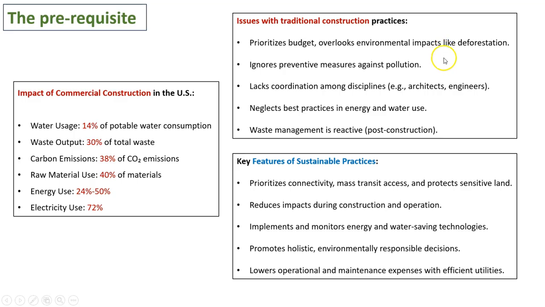And if you see the issues with traditional construction practices, they prioritize budget and overlook environmental impacts like deforestation. They simply reduce the impact on the environment to deforestation. So when I construct a building, I cut down some trees. That's what I do, nothing beyond that, right? That's how people think, blindly. So that's actually a problem, right?